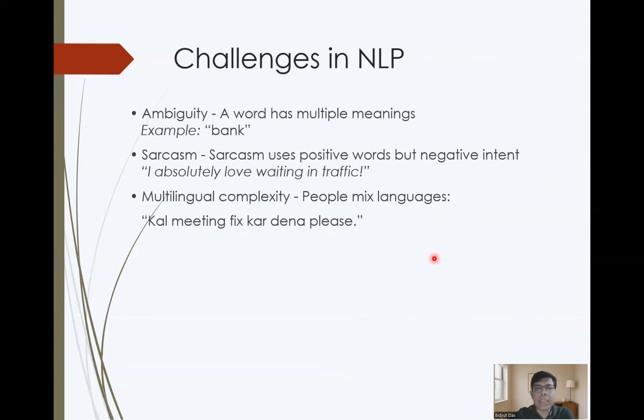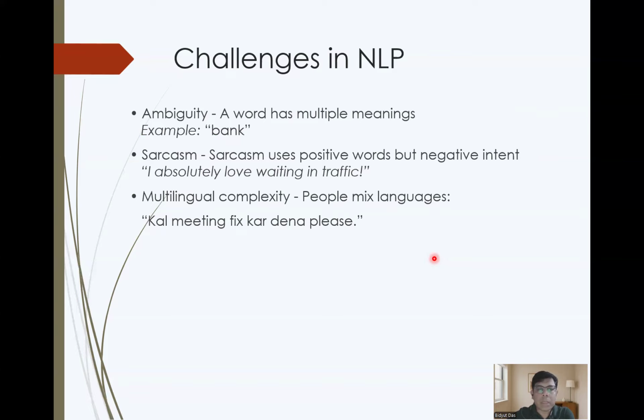Now, what are the challenges in NLP? The main challenge in NLP is ambiguity. The same word can have different meanings. Suppose we consider the word bank. Bank means a financial institution where we deposit money, or it is the bank of a river, that means the side of a river.